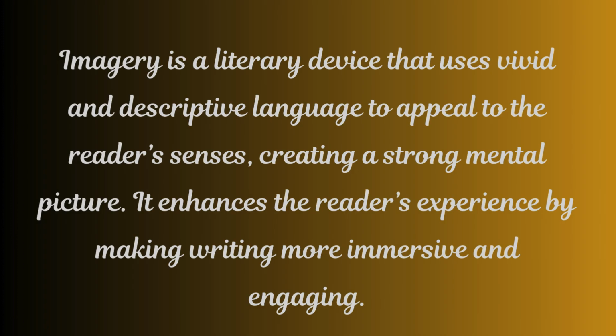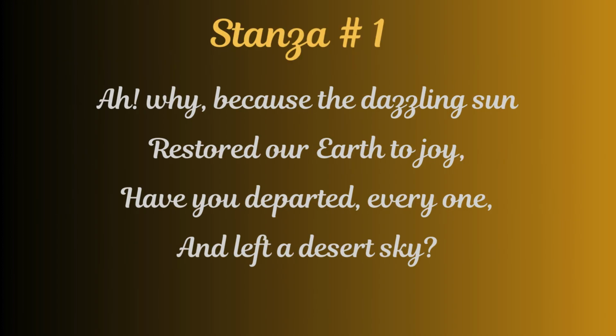Imagery is a literary device that uses vivid and descriptive language to appeal to the reader's senses, creating a strong mental picture. Here, the poet is using vivid, descriptive language in creating a mental image of the dazzling sun, of the sunrise, and the departed stars, the desert sky. So that's an example of imagery.